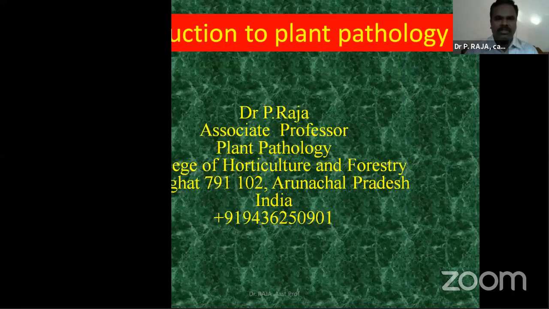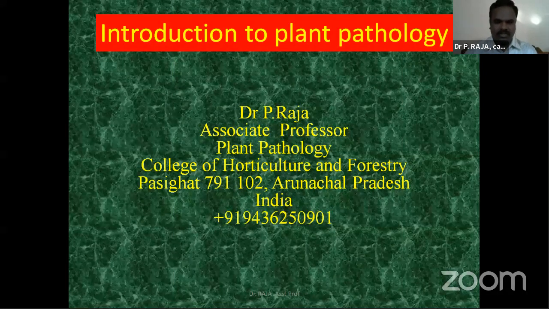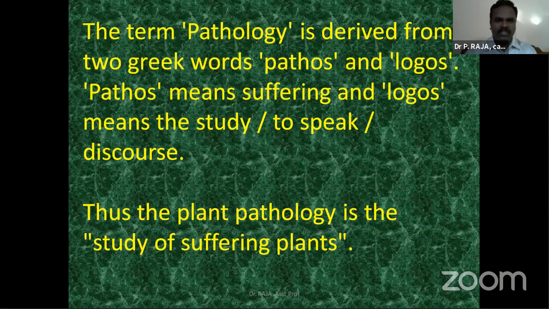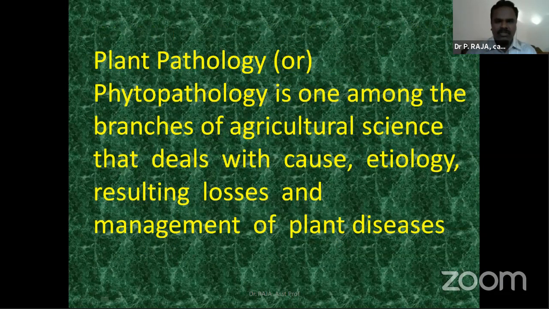I'm going to teach about Introduction to Plant Pathology. The term pathology is derived from the two Greek words pathos and logos. Pathos means suffering, and logos means a study or discourse. Thus, plant pathology is a study of suffering plants. Plant pathology or phytopathology is one among the branches of agricultural sciences that deals with cause, etiology, resulting losses, and management of plant diseases.